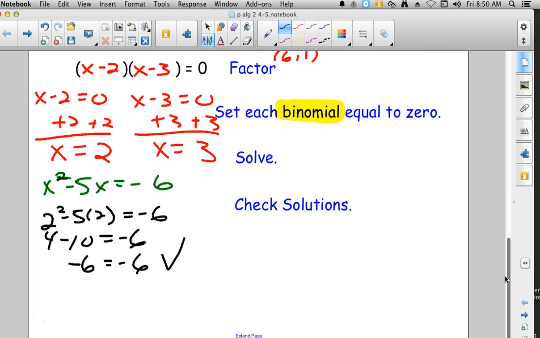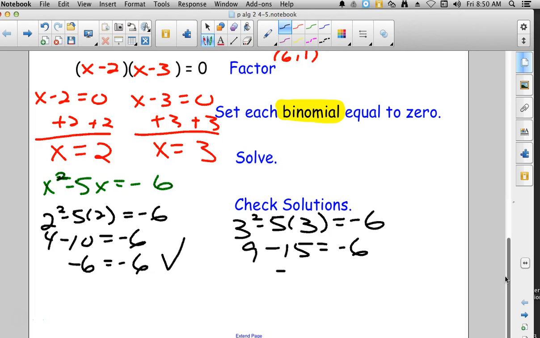It works. And then we've got a 3 here. So 3 squared minus 5 times 3, does that also happen to be negative 6? 9 minus 15 is negative 6. Well, yeah, last time I checked. It's negative 6. So they're both good.